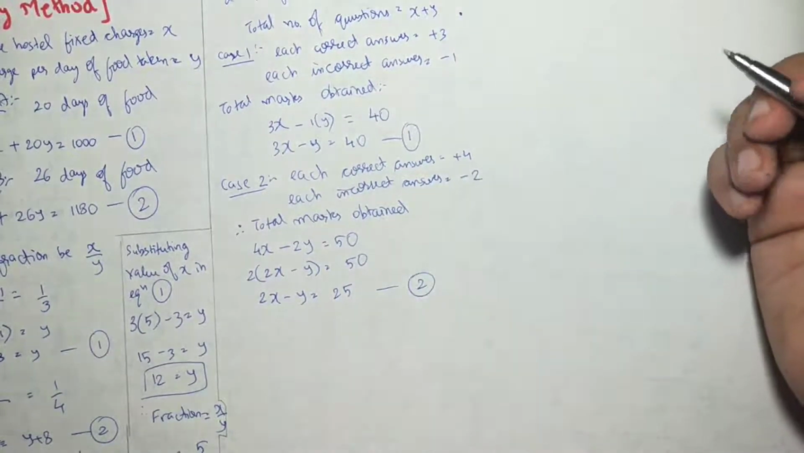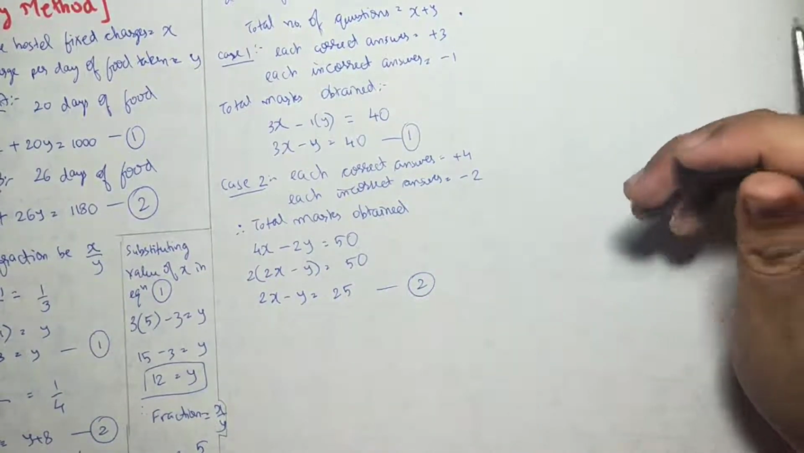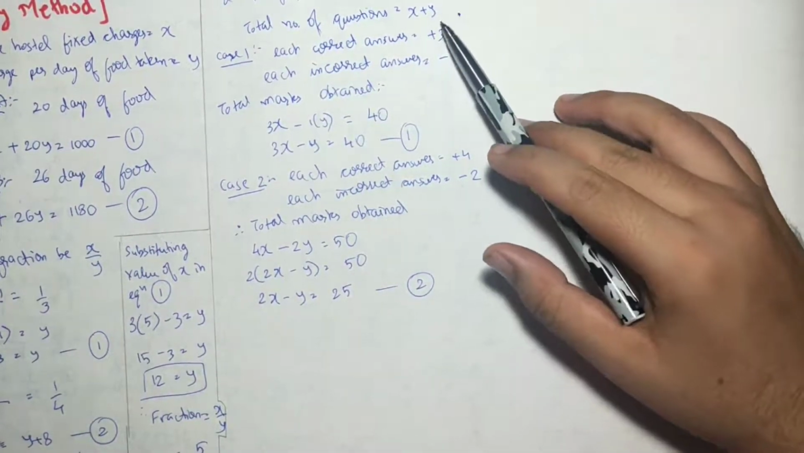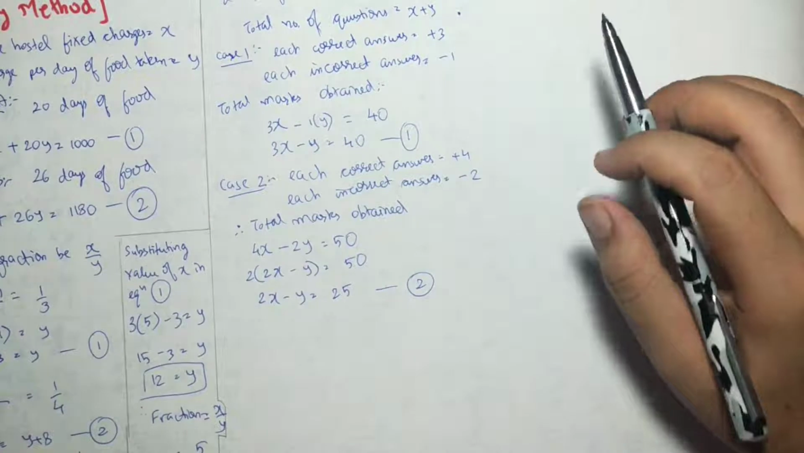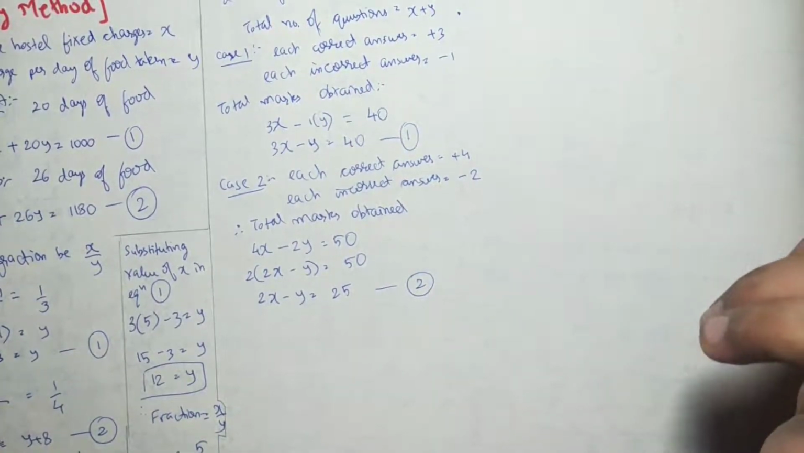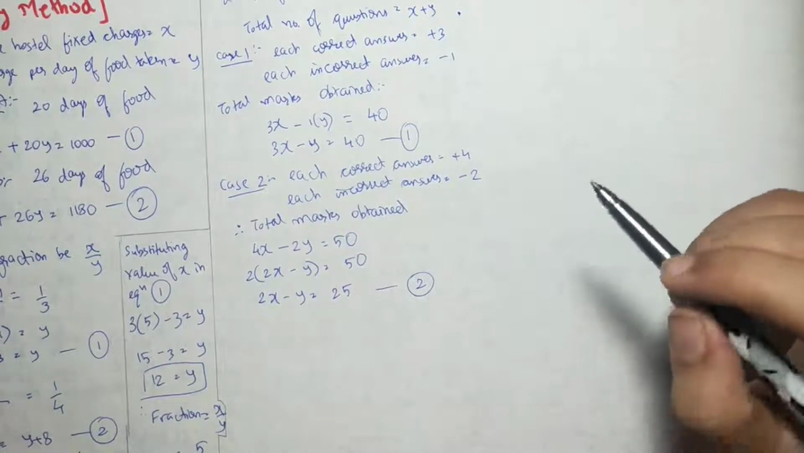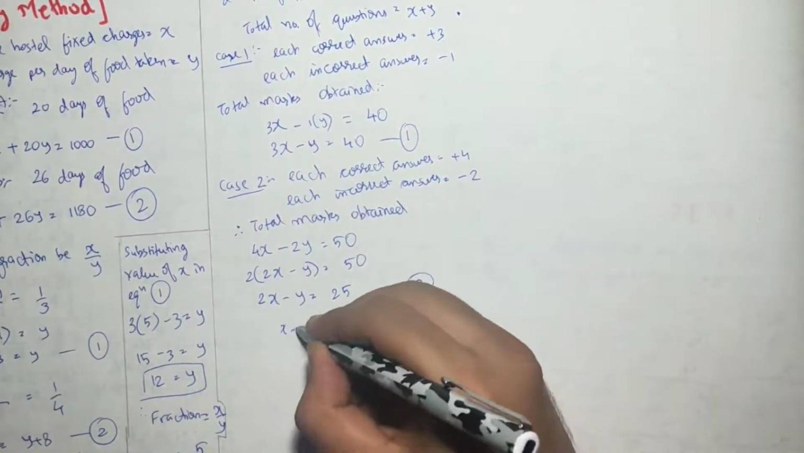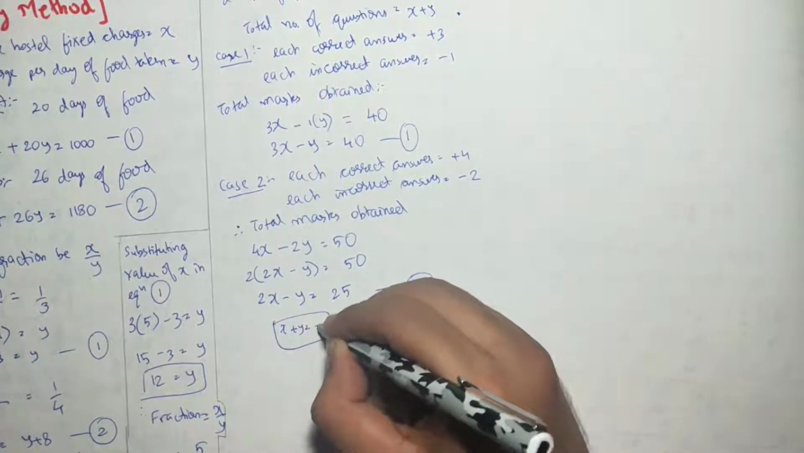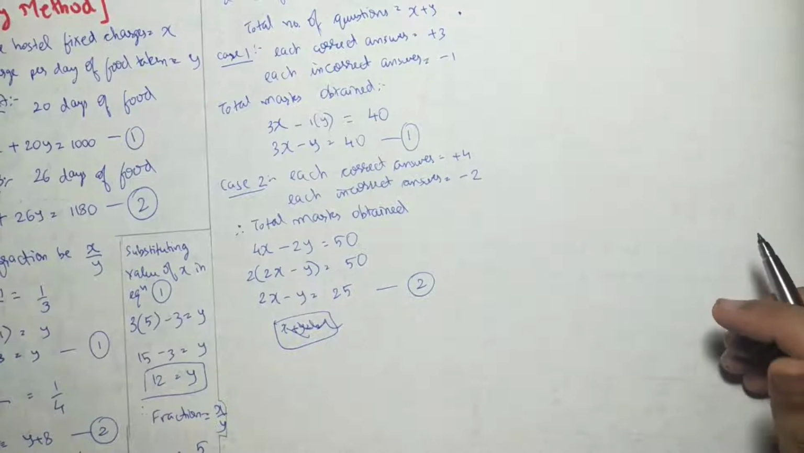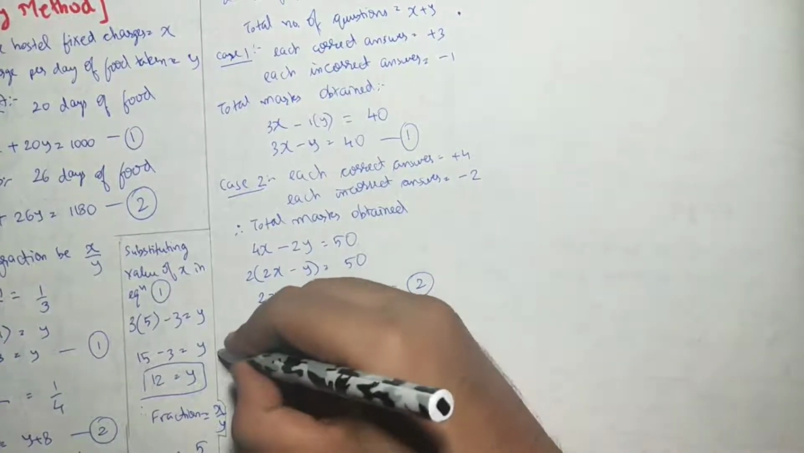Solving 1 and 2, you will get your answer for x and y. After getting x and y, don't forget to add x and y to give the total number of questions. The question is to find the total number of questions in the question paper. Don't forget to add x plus y. The final answer x plus y will be given. Okay? I am not writing right now. Let us proceed towards the fourth sum.